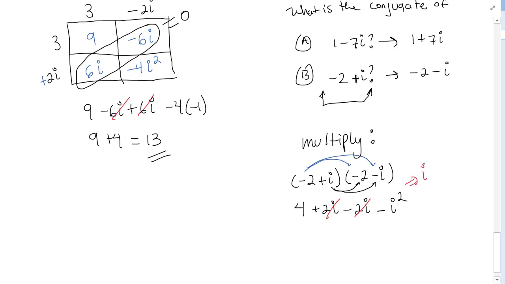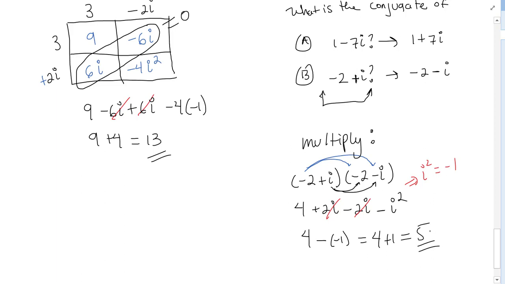And remember, i squared is equal to negative 1. So you end up with no imaginary numbers. So 4 minus a negative 1. Write the minus because that's what was there, and the negative 1 because that's what i squared equals. So we get 4 plus 1, which is 5.